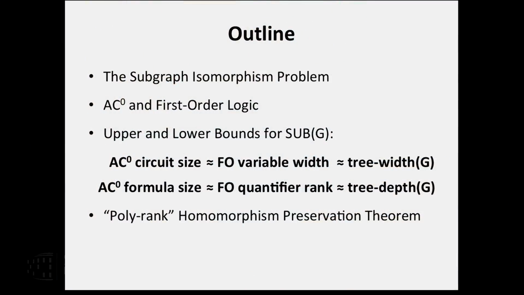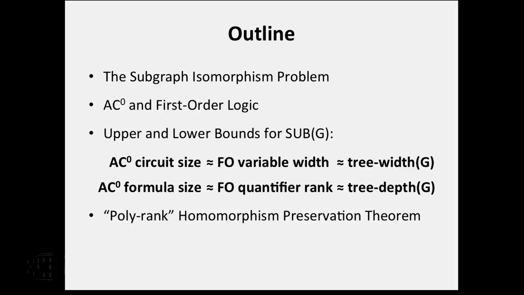I'll start by introducing the subgraph isomorphism problem. I'll give some background on circuit complexity and the connection between AC0 and first-order logic. Then I'll discuss the main results, which are upper and lower bounds for this subgraph isomorphism problem. And we'll see that there's a connection between AC0 circuit size and the variable width in first-order logic and the tree width of the pattern G. And for formula size, there is a connection with quantifier rank and tree depth. So I'll define all this as we go along.